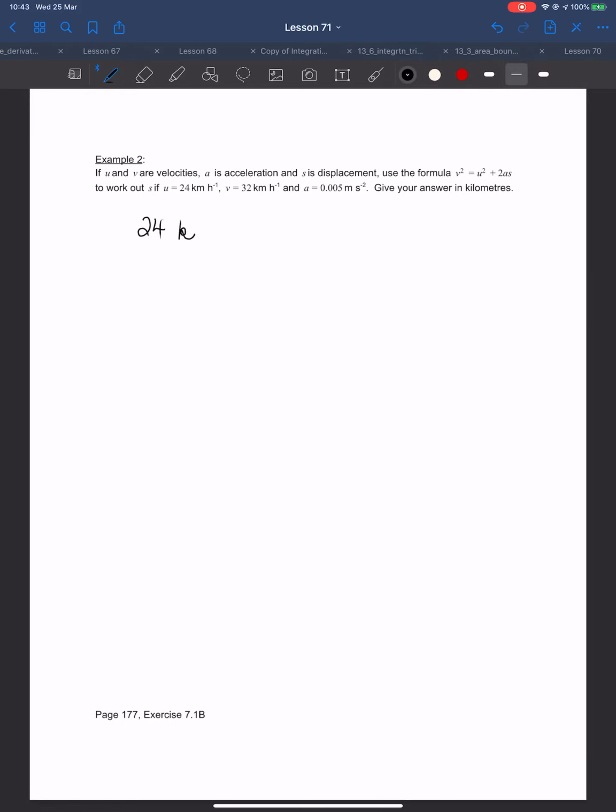So 24 kilometres per hour is 24,000 metres per 3,600 seconds. That's from what we've used before. This way uses the example that we did before, so I don't have to do quite so much explaining. 24,000 divided by 3,600, which is 6 2/3 metres per second. Okay, that's the first one. That's U.